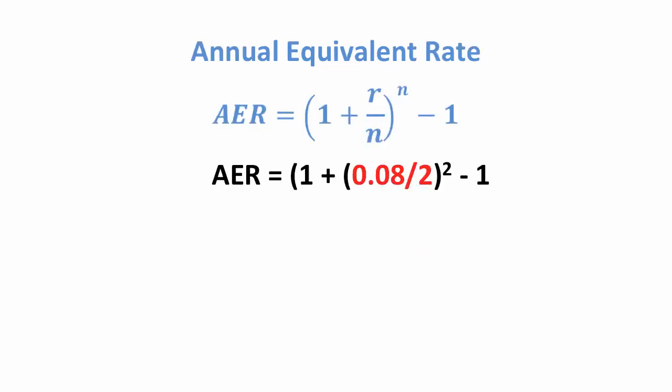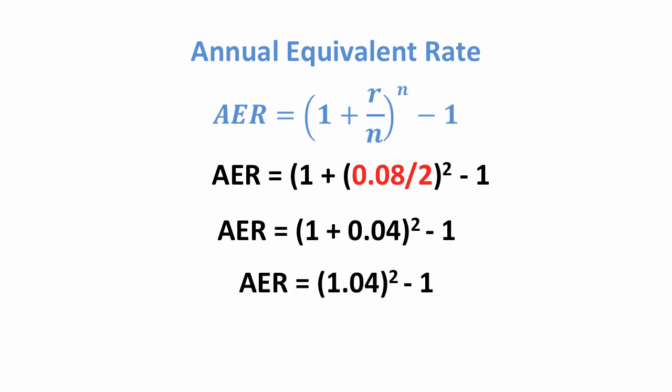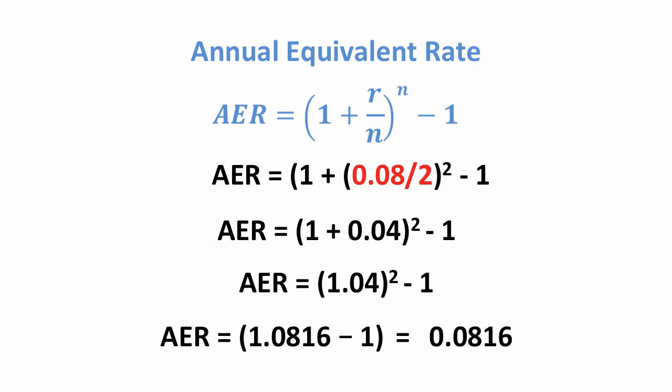Plugging those values in, R of 0.08, N being 2, and on both occasions they're divided by 2, and then to the power of 2. And we have 0.04, we're going to add that onto your 1, then take the power of 2 of that. Working through your formula, we end up with 1.0816 minus your 1. Don't forget that minus 1. Some people tend to drop it off when they're going through this question as a solution. And we have 0.0816 or 8.16%.